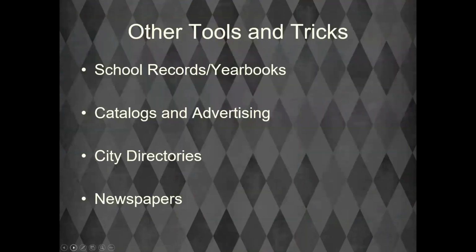So how do we find those? We're looking at things like I mentioned, school records and yearbooks. So if I've got a photo that looks like a senior class photo, how do I go back and recreate that? We're looking at catalogs and advertising. I'm going to show you an example of one of those in just a second. We're looking at city directories for when the photographer was in business at that time.